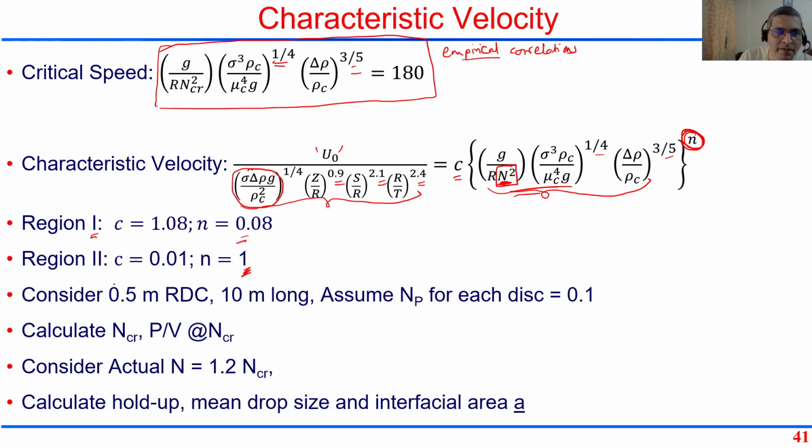That means now T is 0.5 meter. Let's say it is 10 meter long. Assume that power number for each disc is 0.1. What I want you to calculate is NCR, the critical speed, from this equation 1. I want you to calculate power per unit volume at NCR. How much power per unit volume is dissipated at NCR?